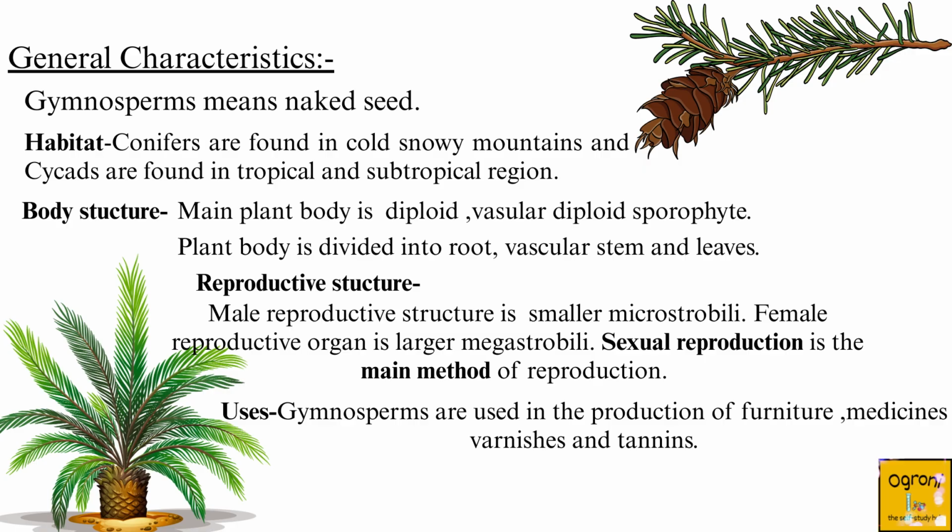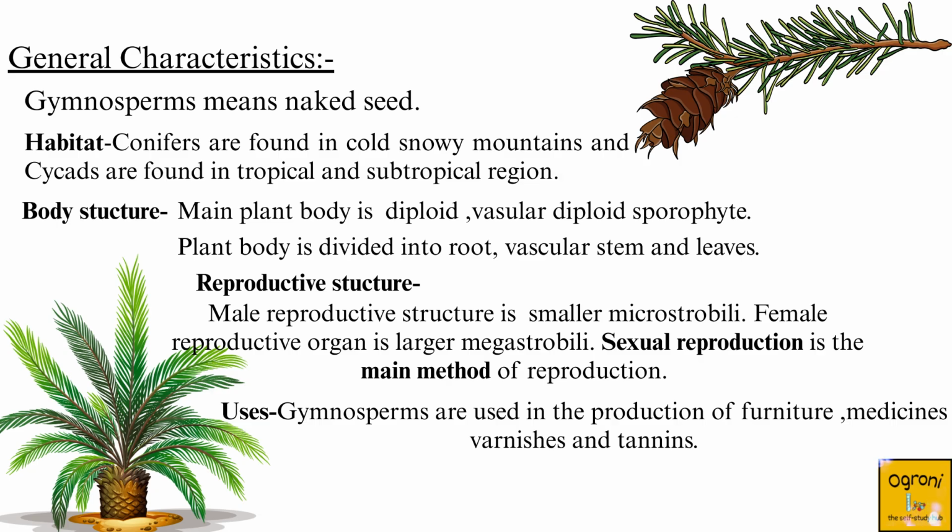Let's do a quick recap of this video. Gymnosperm means naked seed because these plants do not produce fruit and their seeds remain exposed to the environment. Most widespread gymnosperms are conifers, which are mostly found in cold, snowy mountains, whereas cycads are found in tropical and subtropical regions. The main plant body is a vascular, dominant diploid sporophyte.